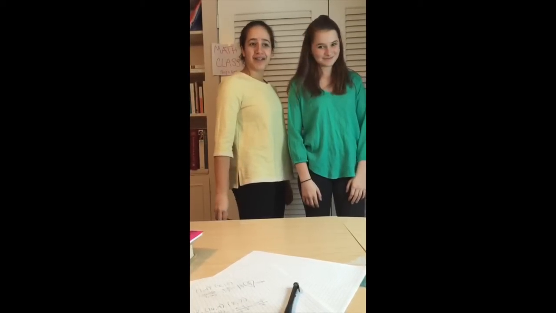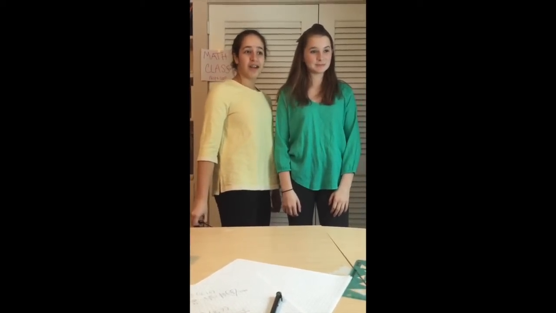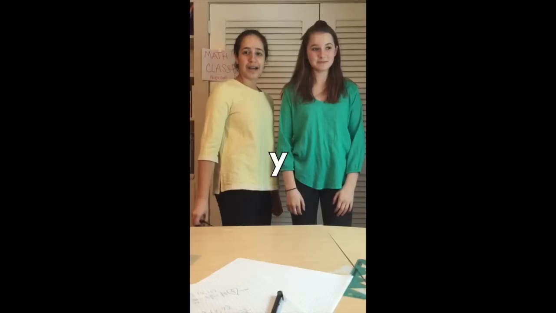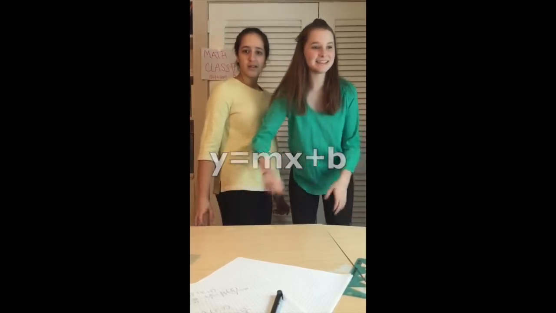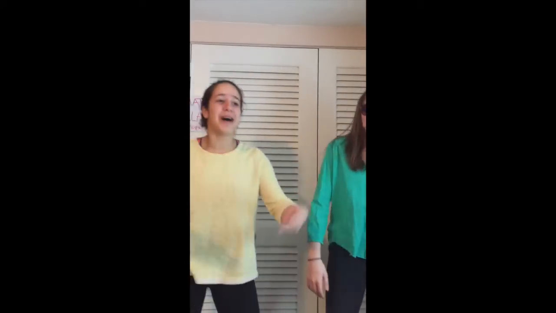Now that we know how to find the slope of a given line, there's also a way to draw a line with a given slope. To do this, we use the equation y equals mx plus b. In this equation, y stands for the y-coordinate and x stands for the x-coordinate, and b stands for the y-intercept. What's the y-intercept? The y-intercept is a point on the y-axis where the line passes through.